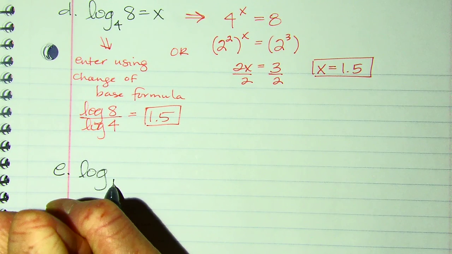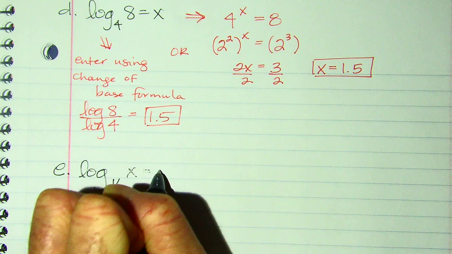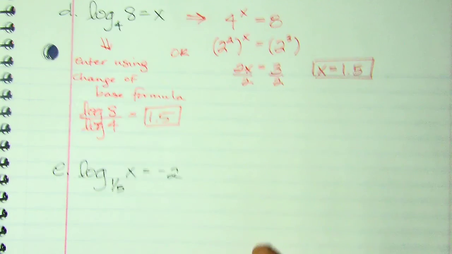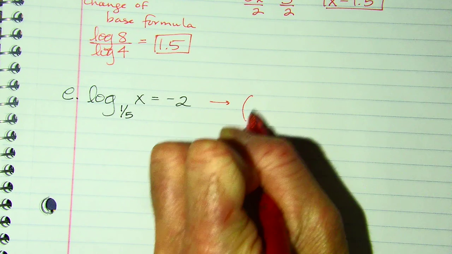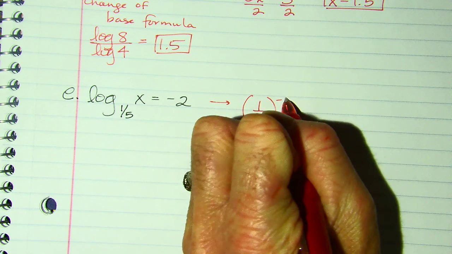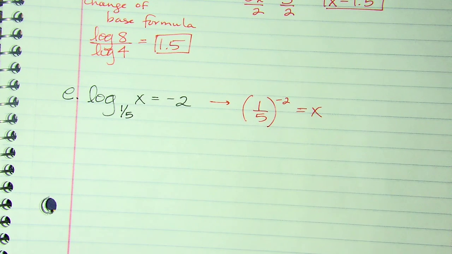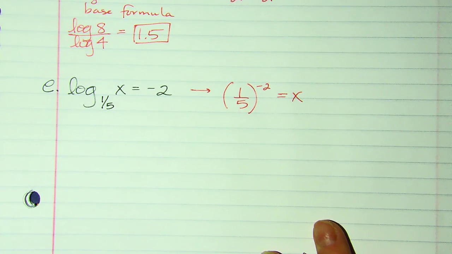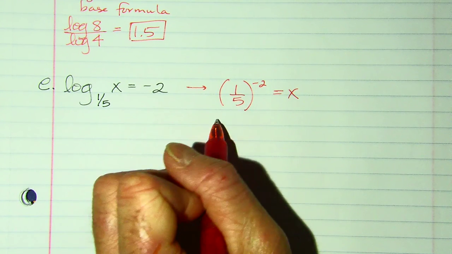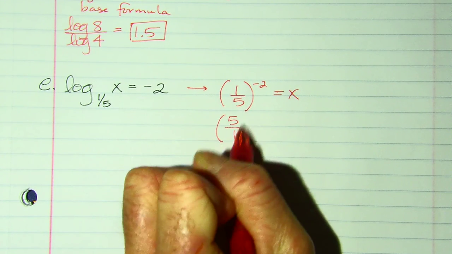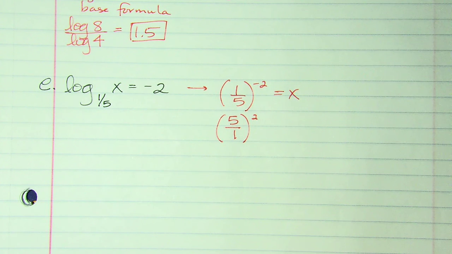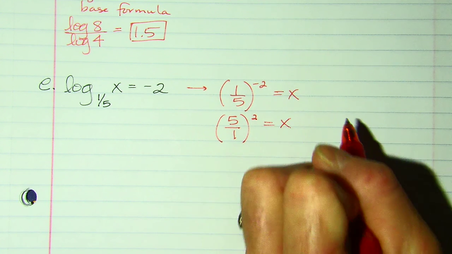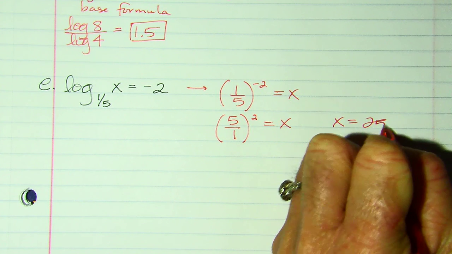the log base 1/5 of x equals -2. This one's much simpler. Just simply rewrite this. So 1/5 to the -2 equals x. Okay, we can simplify this using our brain. I have to write my reciprocal, so this becomes 5 over 1 squared. When you write the reciprocal, make the exponent positive, so this equals x, so x equals 25.